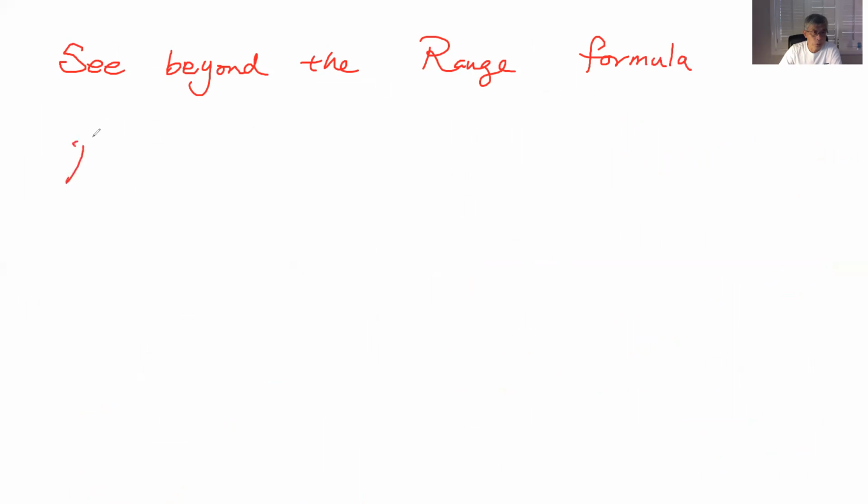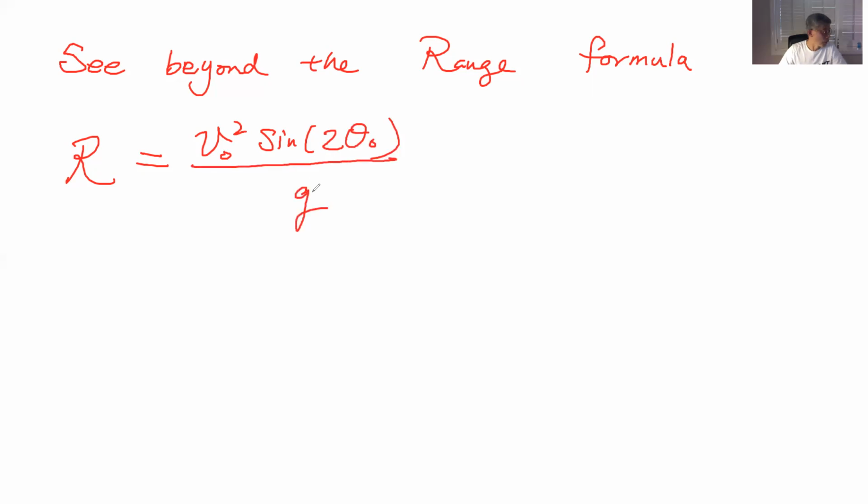So the range is equal to V0 squared sine 2 theta 0 divided by g. Okay, let me double check. All right, V0 squared sine 2 theta 0 divided by g.